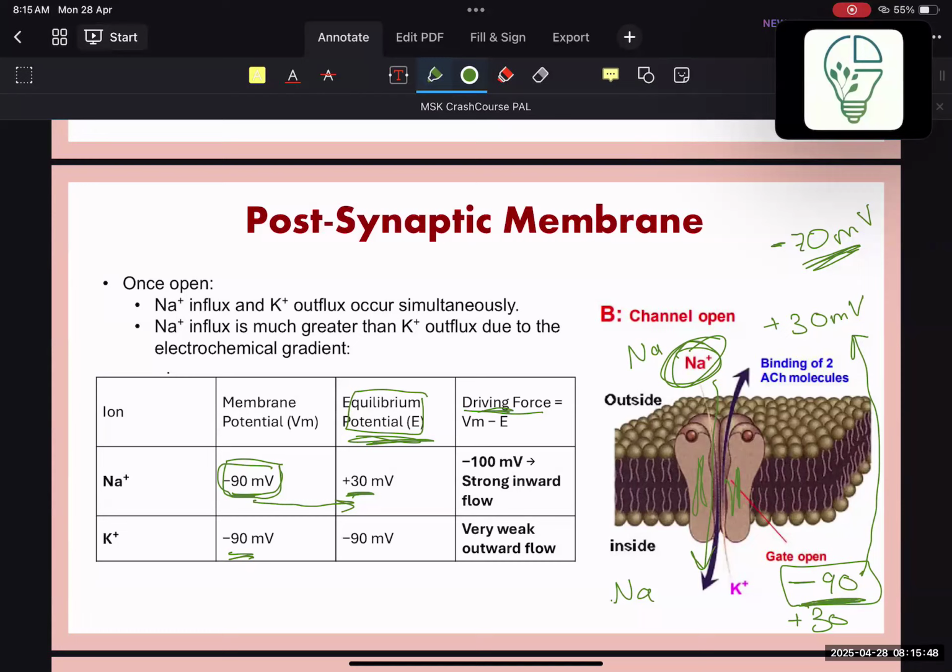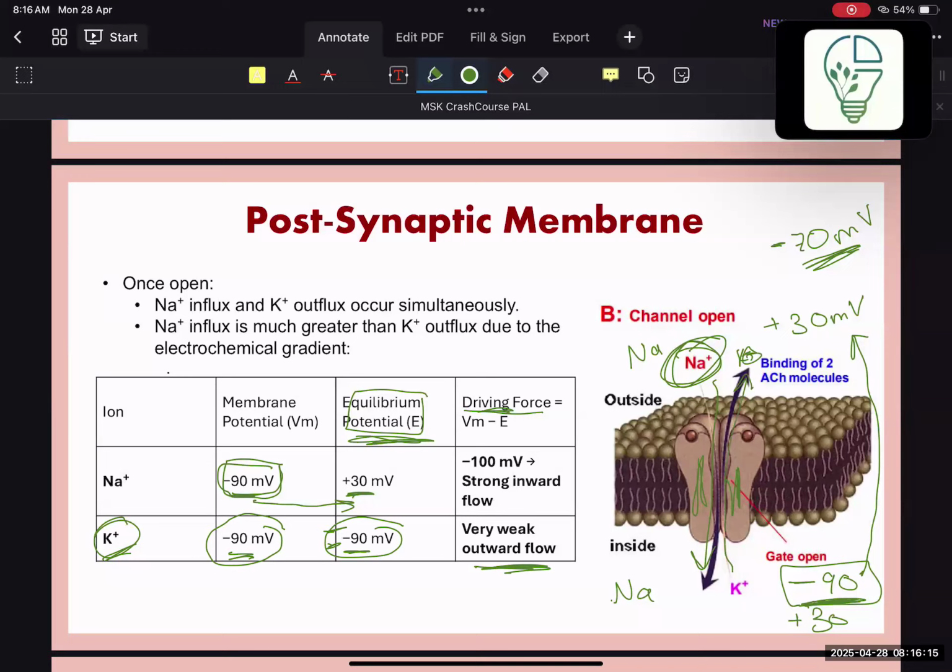If we take a look at potassium, its equilibrium potential is also around negative 90. So they're not exactly equal. This is just a rough estimate of the numbers. The membrane potential of a skeletal muscle is almost negative 90, and the equilibrium potential of potassium is also almost negative 90. Point is, you're going to have a very, very weak outward flow, okay? So you're going to have a small amount of potassium ions leaving the cell.